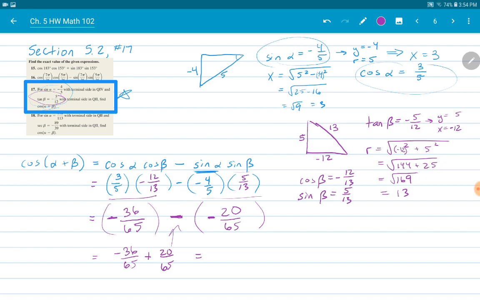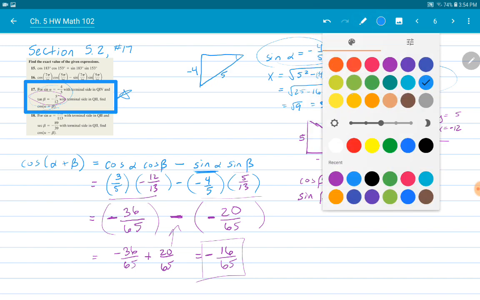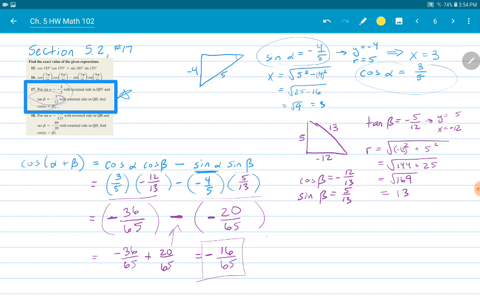the negative number on the bigger number. So I'm going to find the difference, which is 16 over 65, and take the sign of the bigger number. So that's negative 16 over 65. So that's my final answer. Whoops, wrong color. For this cosine of alpha plus beta.